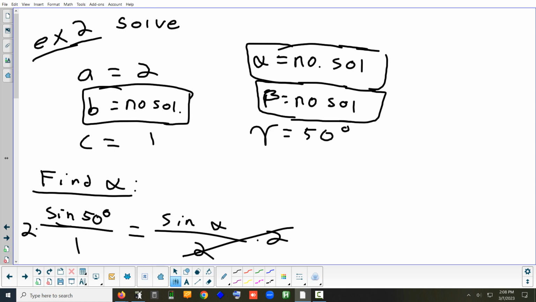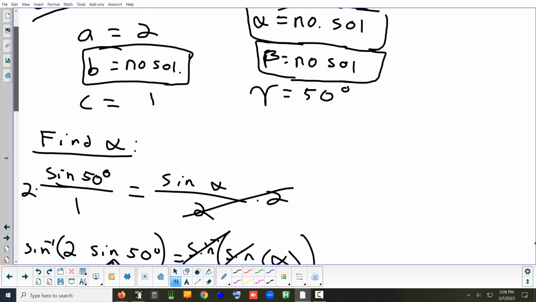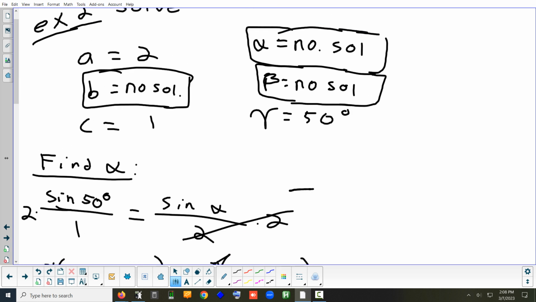What that would mean visually is if you tried to draw this triangle, you wouldn't be able to make it. You'd have something that looks kind of like this. This side would be 2 units long. That would be A, over there. C would be 1 unit long, up here. And gamma is 50 degrees, so I'd have to make this angle right here 50 degrees.